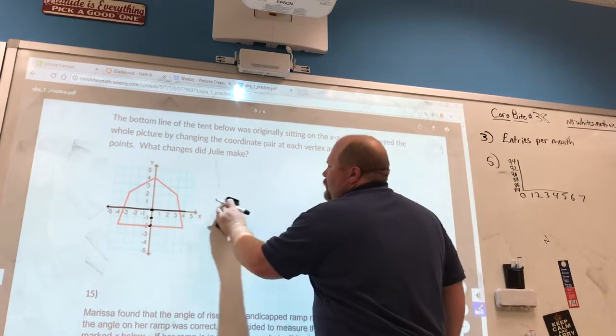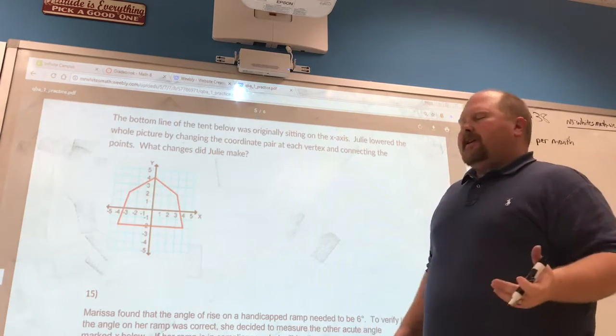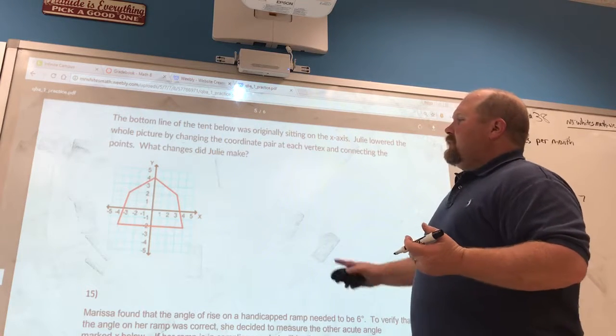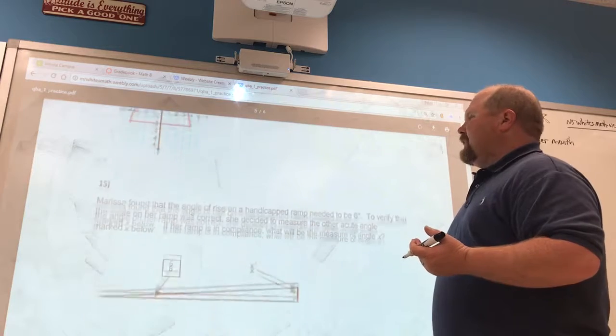If you were trying to move left or right, it would have to do with x. If you were moving right, it would be x plus a certain amount. If you were trying to move left, it would be x minus a certain amount. If you were moving the whole thing up, it would be y plus whatever amount you want to go up.